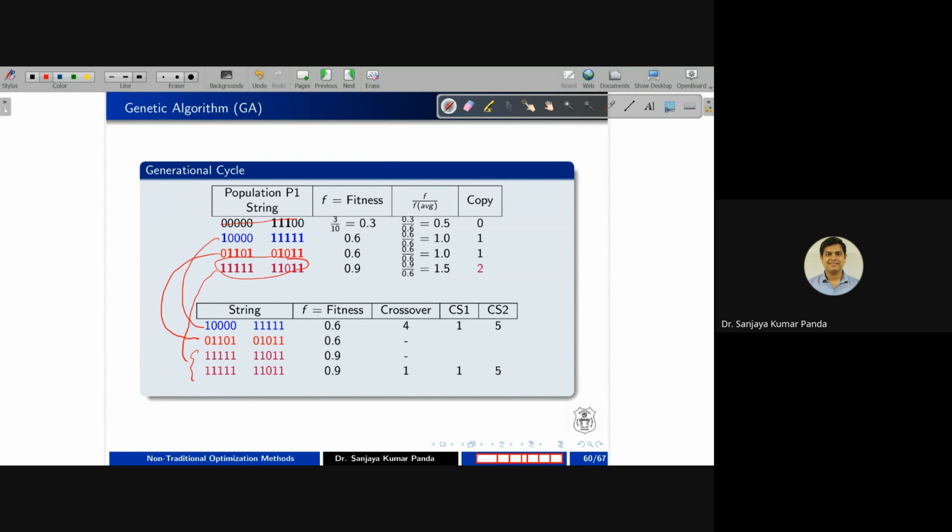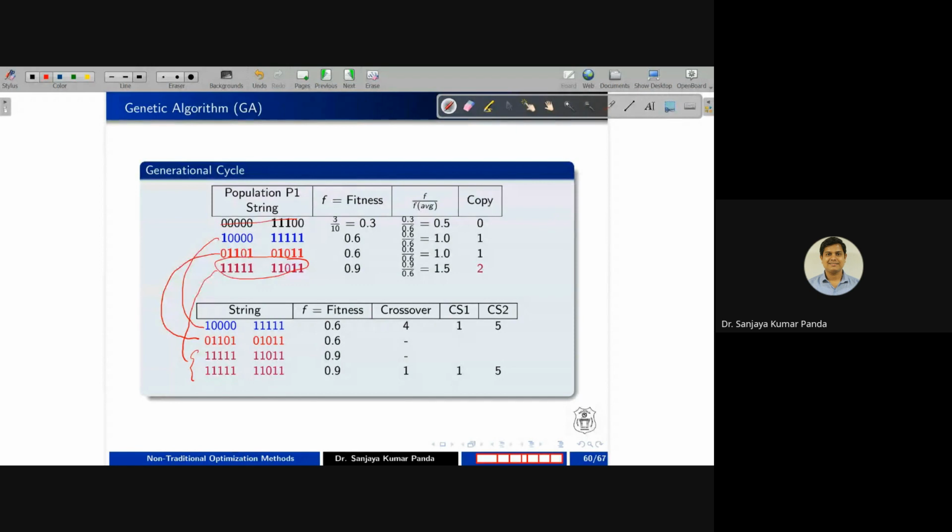What is the next process? We have to go for crossover. As there are 4 individuals, how many crossovers can we do? The minimum number of crossovers we have to do is 50%, right? So 2 crossovers we have to do. And in this example, it may not be, right?